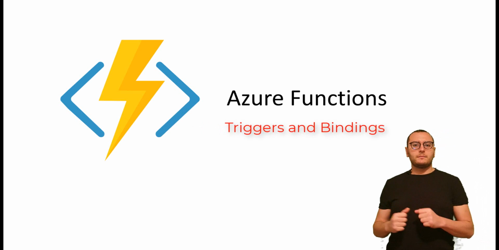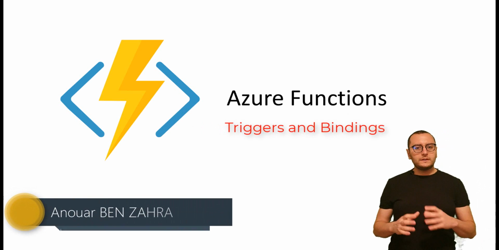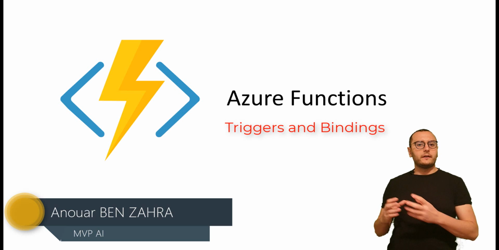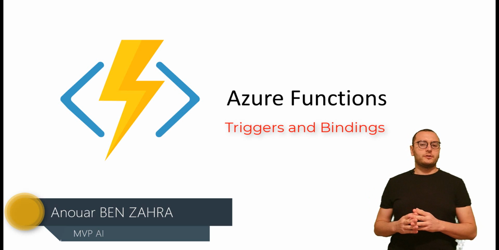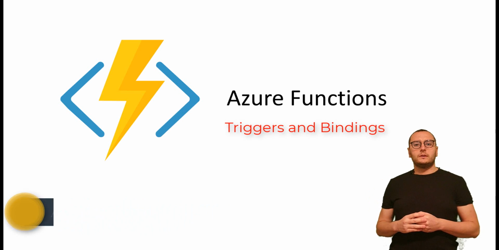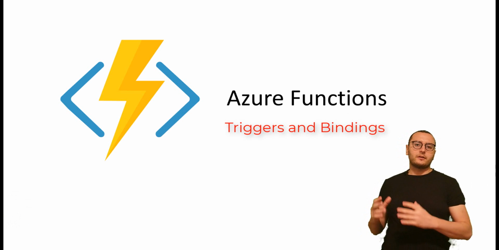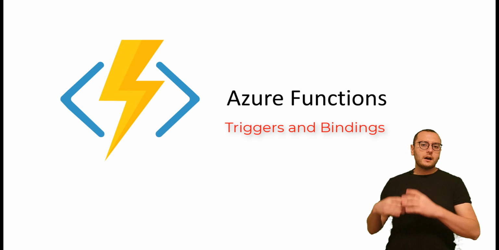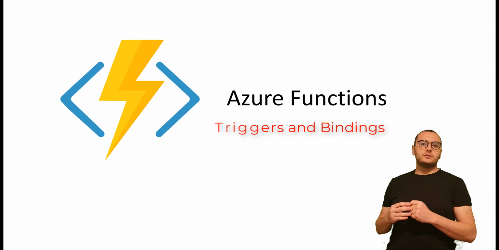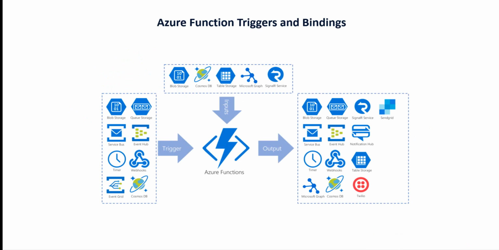How can I run my Azure function, and what are all the trigger types that can make my Azure function run? I'm going to explain all the types that we can find to trigger an Azure function, and how I can bind my Azure function with my data.